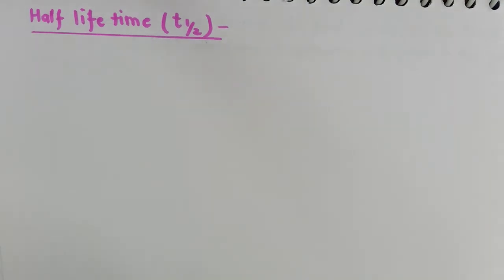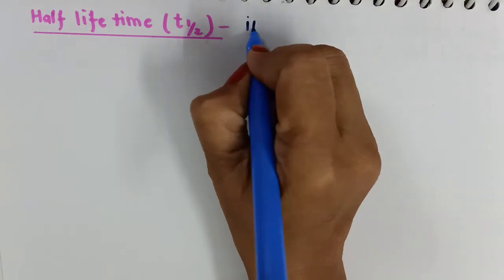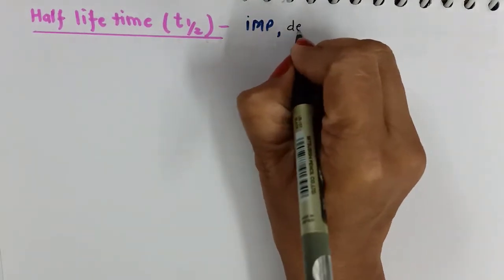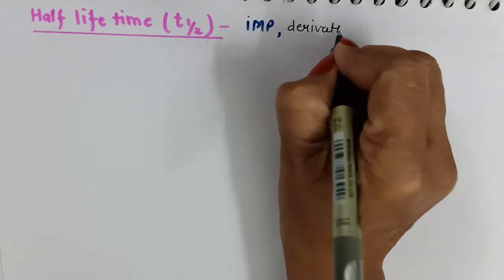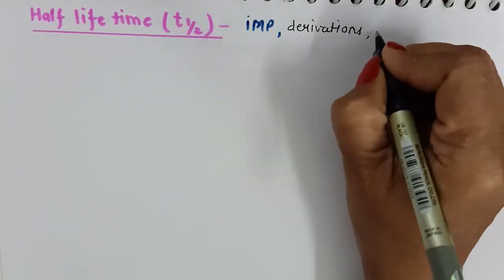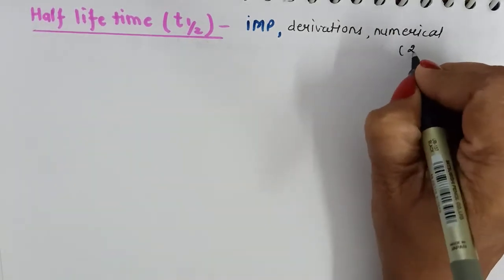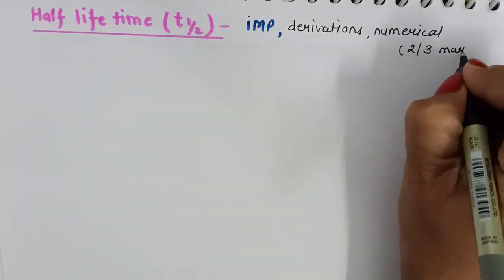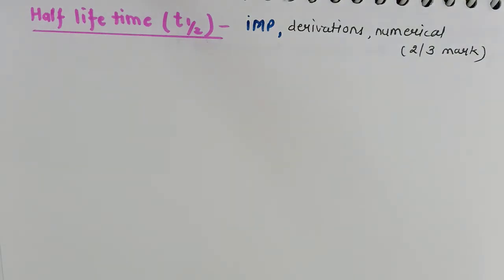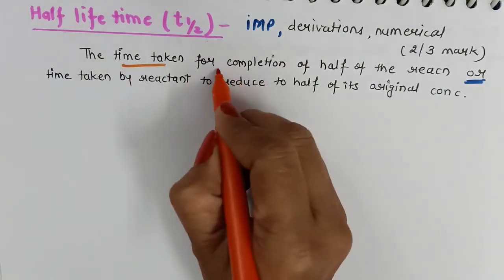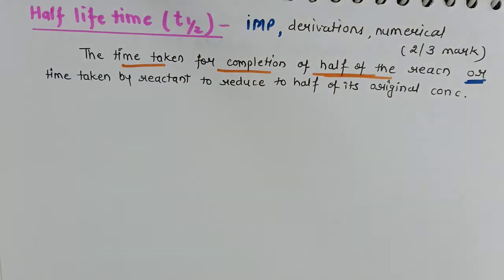Now this topic, half-life time, is very important with respect to the derivations and numericals. You can expect a 2 or 3 mark numerical based on this topic. So what is the half-life time? From the name itself, we can guess the meaning of half-life time. It is the time taken for the completion of half of the reaction.